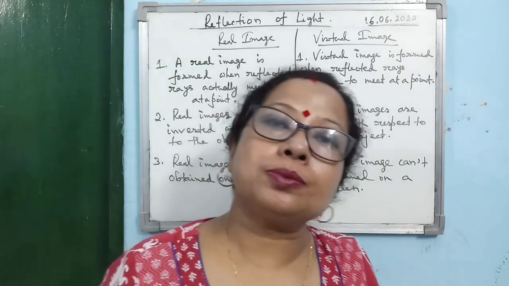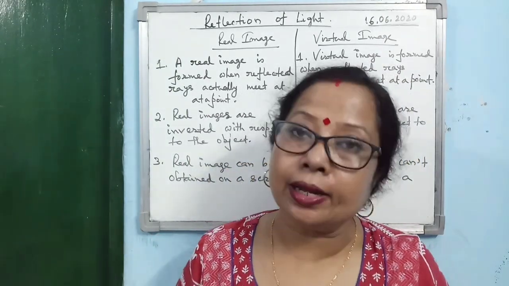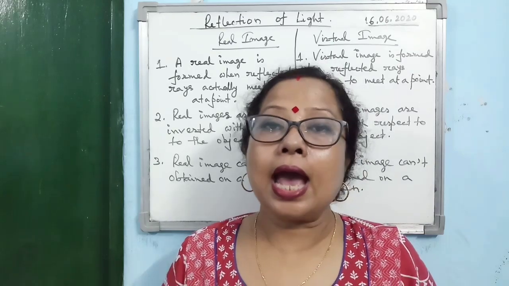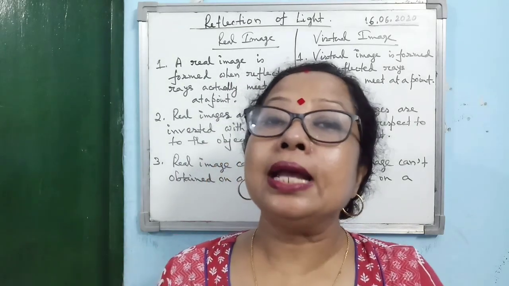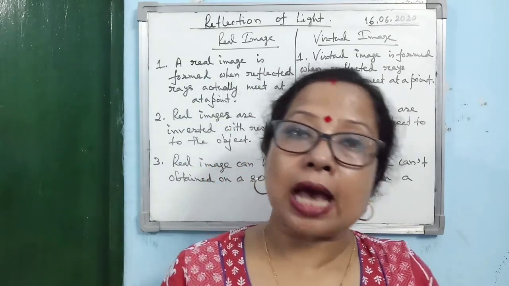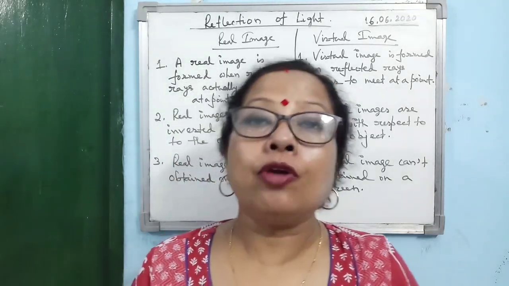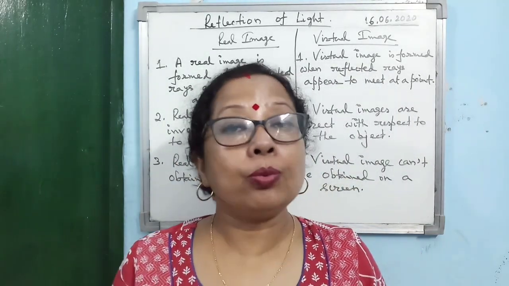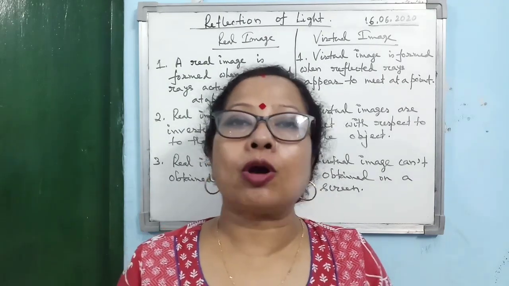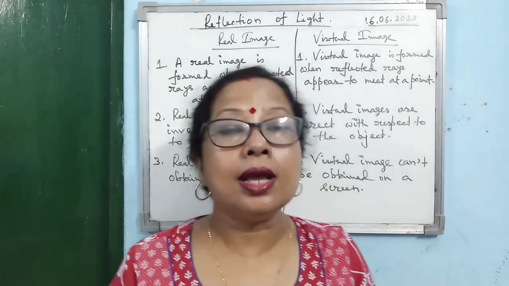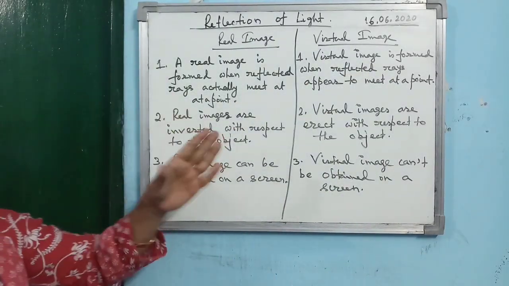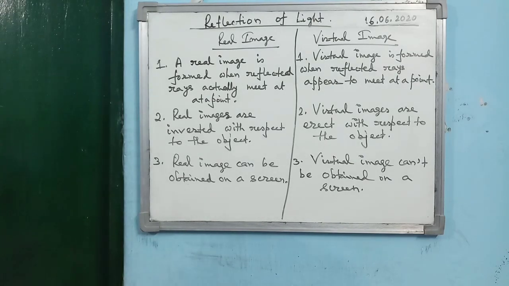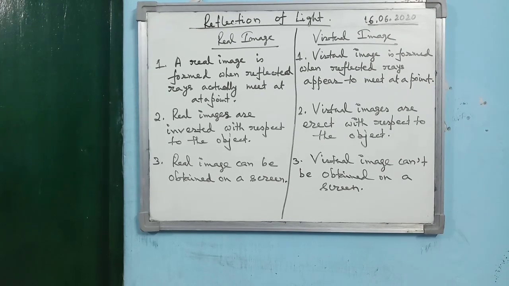Now, what are the differences between real and virtual image? A real image is formed when reflected rays actually meet at a point, and a virtual image is formed when the reflected rays appear to meet at a point. And remember, real images are always inverted, meaning upside down with respect to the object, whereas virtual images are erect with respect to the object. A real image can be obtained on a screen, and virtual images cannot be obtained on a screen. So these are the 3 points of difference between real and virtual image. You must write it, learn it and prepare it for your board exam.